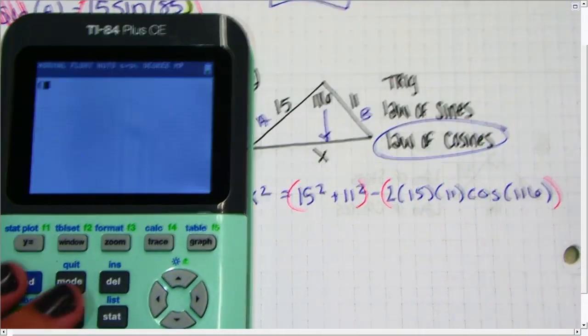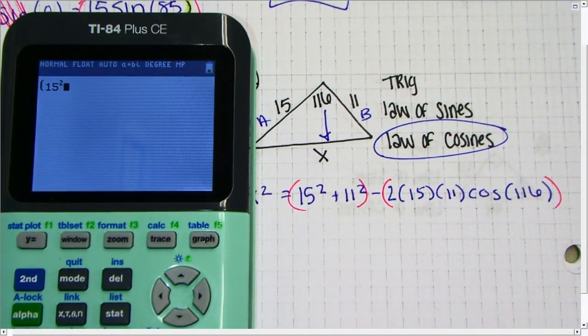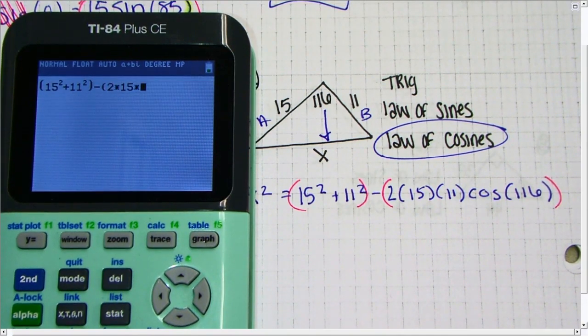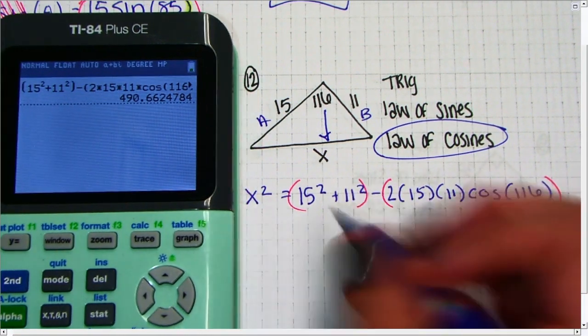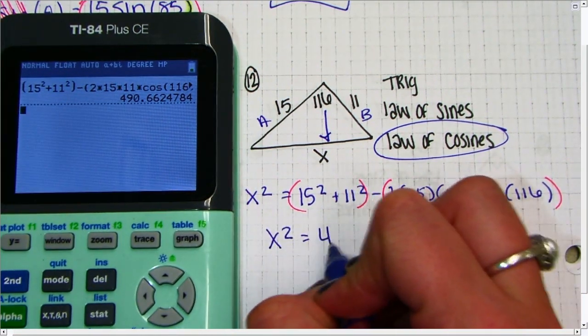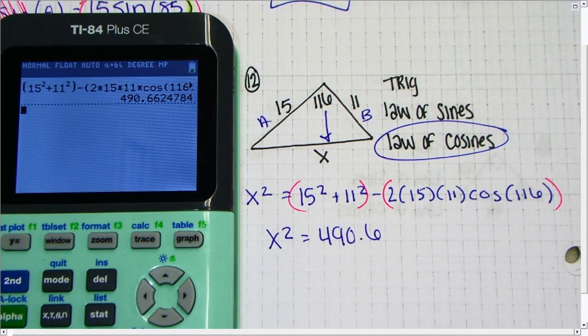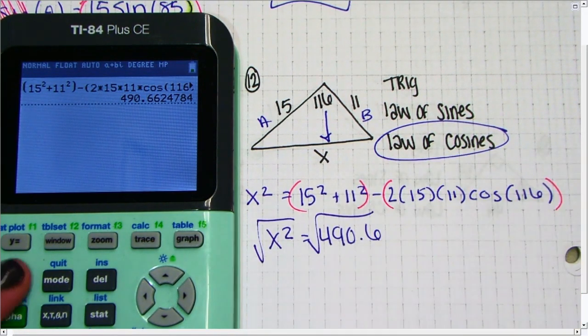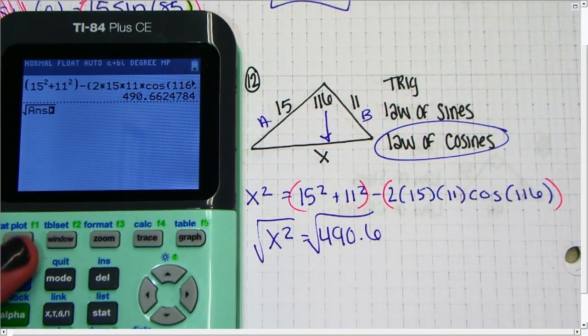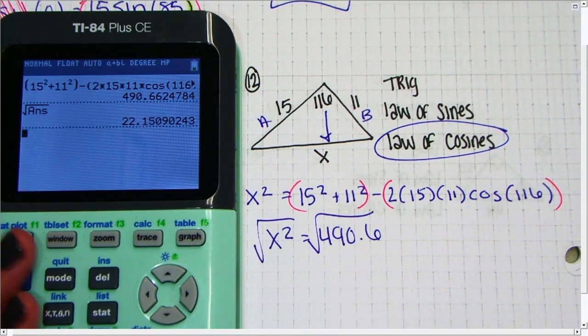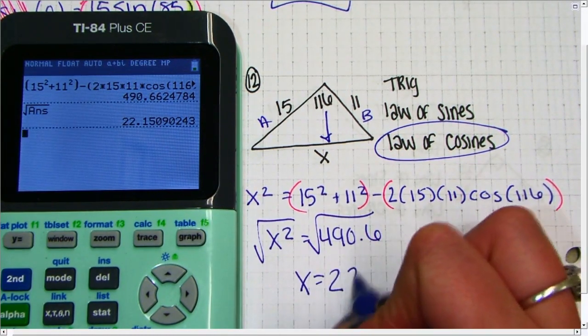So to type that in, I'm going to do parenthesis 15 squared plus 11 squared, close parenthesis, minus in between, then 2 times 15 times 11 times cosine of 116. Close the trig function, close the pink parenthesis. This gives us an answer of x squared equaling 490.6. Remember, I must square root, so second square root, second answer gives me a value of x for 22.1.